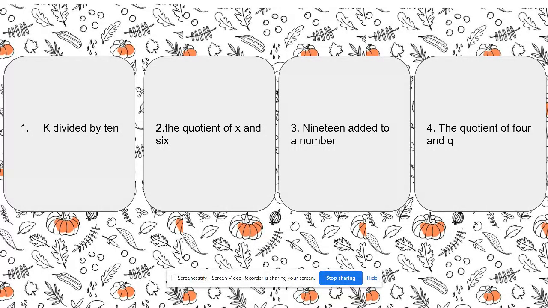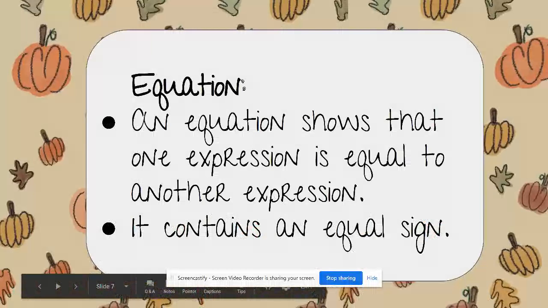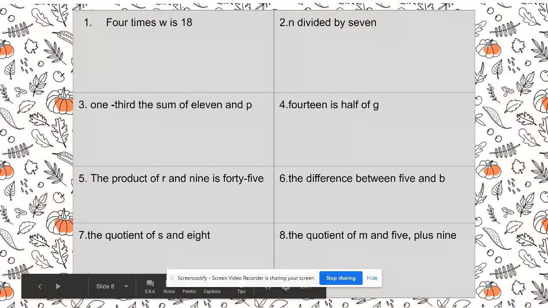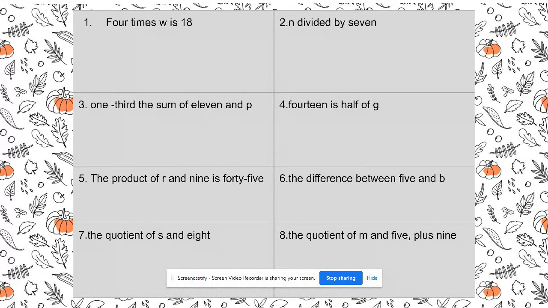Okay? We've got some more practice here. So it talks about an equation. An equation just sets the two expressions equal to each other and has an equal sign. So we've got 8 problems here. Before we start translating these, there's a key word in some of these. That key word is "is." If you look at your reference sheet, where does "is" fall under? Equals. Every time you see the word is, I want you to think equals, and I want you to put an equal sign over it.